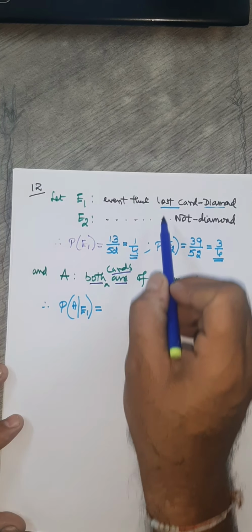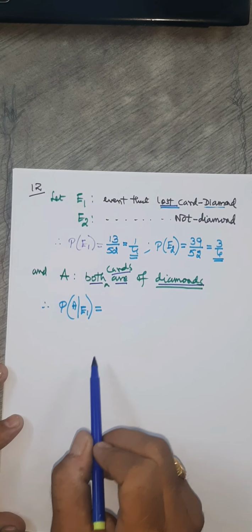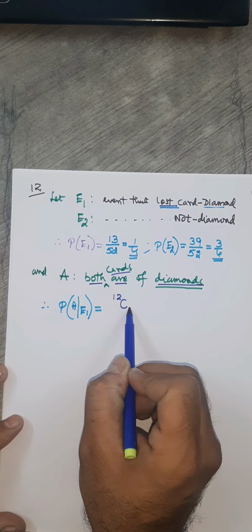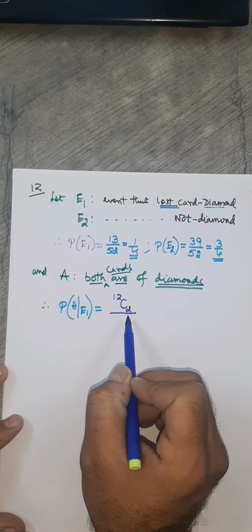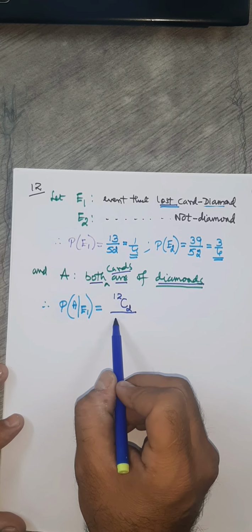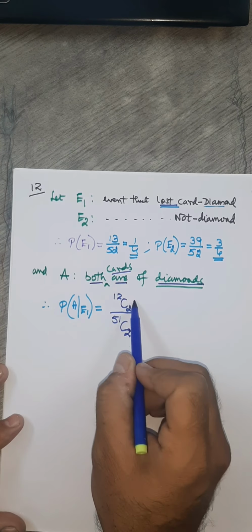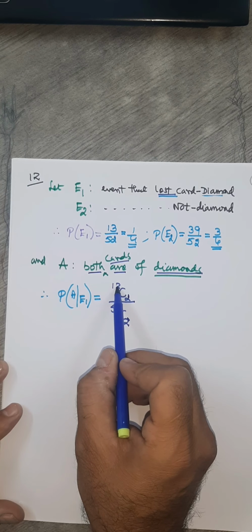Now event E1 has occurred, that means 1 card we have already lost. So we are left with 12 and you are going to select any 2 from this. So 12 C2. Total cards will be how many now? 51. So 51 C2. I hope this is clear to you. What's the meaning of this?